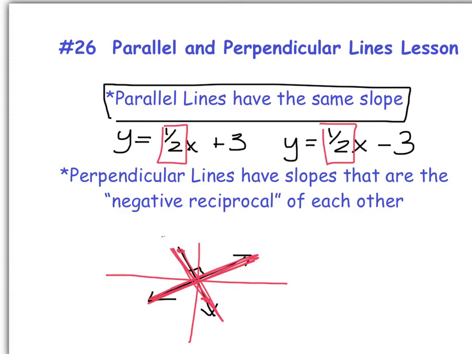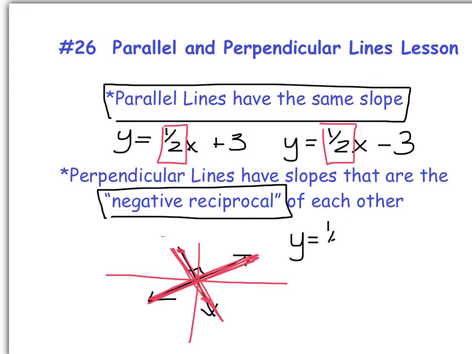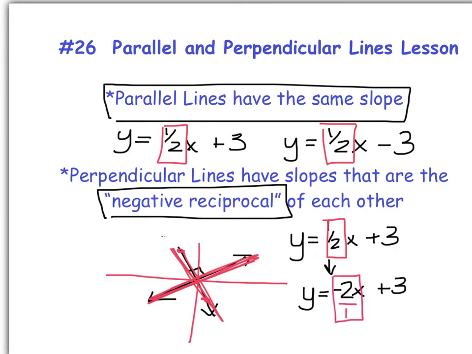All right, with perpendicular lines, we have to do the negative reciprocal. So let's say that we have y equals 1/2 x plus 3. The negative reciprocal, so that means the negative flip-flop, would be negative 2x plus 3. So the slope here is a positive 1/2. The opposite of that, the reciprocal of that, is a negative, and it's 2/1. Now let me change it up a little bit.